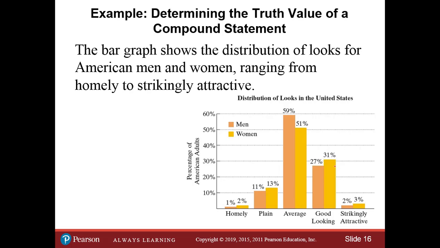Okay? So now, in this case here, it says a bar graph shows the distribution of looks for American men and women ranging from homely to strikingly attractive. Okay, so notice the distribution. This is the distribution for men. This is the distribution for women. It shows the percentage of American adults that fall into each one of those categories.